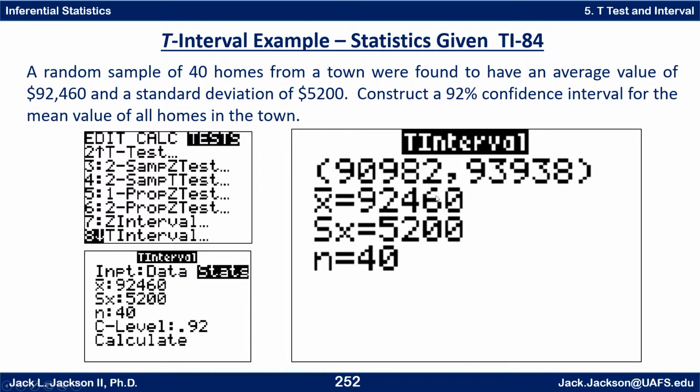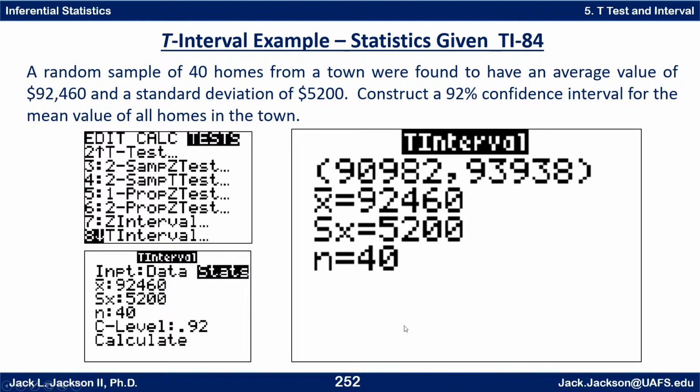We do it on our calculator like this. Do stat, test. This is for the TI-84. Choose number 8, t-interval. This time we have summary statistics, so we hit stat. X bar is right here, 92,460. S sub x is $5,200. N is 40 right there. Confidence level right there, 0.92. Calculate. There's our interval, our X bar, our S, and our N. Of course, those three numbers we typed in this time. The new information was the X bar.